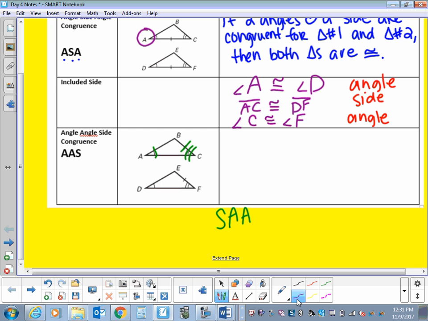So, Jasmine. Oh my god. What do you mean, oh my god? Huh? Angle A is congruent to what? I mean, C? No, D. Angle D.